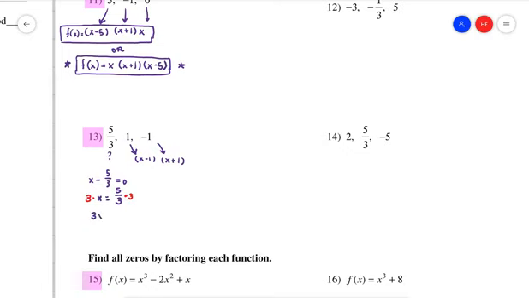I get 3x is equal to 5, but I still want it to look like equals 0. So I'm going to subtract 5 from both sides. I get 3x minus 5 equals 0, and then that is my factor. So when I'm writing my function, I have 3x minus 5, x minus 1, and x plus 1.